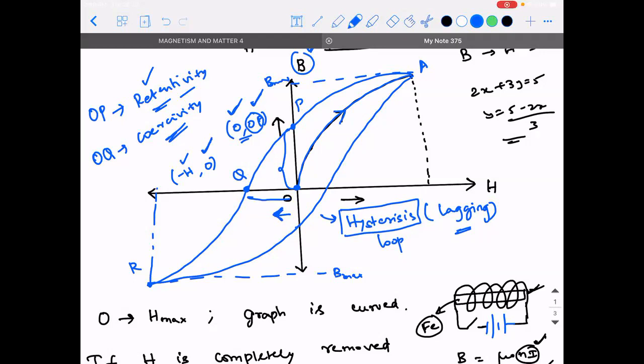I repeat, the negative magnetizing field that we need to give to completely demagnetize the iron material is called coercivity.